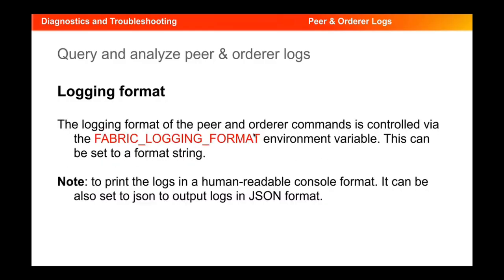The logging format of the peer and orderer commands is controlled via FABRIC_LOGGING_FORMAT, which is this environment variable marked in red. It can be set to a format string to print the logs in a human-readable console format, or it can also be set to JSON to output logs in JSON format. If you don't understand these environment settings and how you actually see them when debugging the network, I'm going to show how the logs look in both the orderer and peer in the lab section.